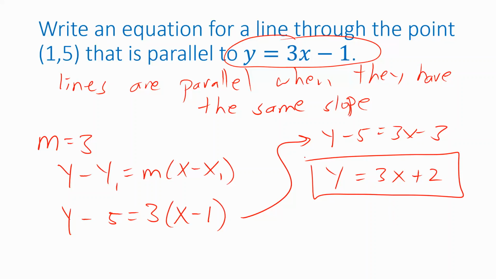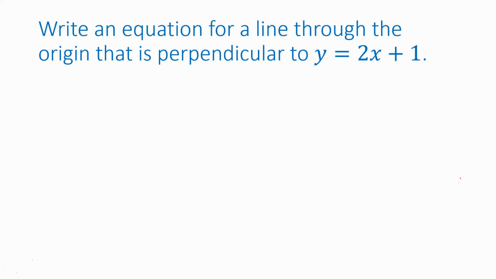Let's do one more example. This time, I want a line through the origin, so note that that's the point 0, comma 0. When we talk about the origin, we mean the point where the two coordinate axes cross at 0, 0. And we want our line to be perpendicular to this line.